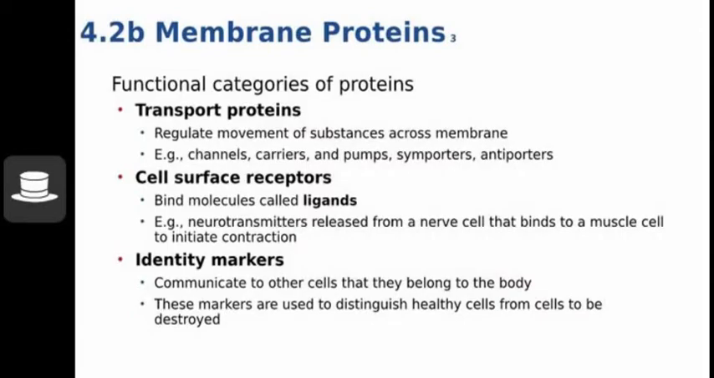Now, to get things that are hydrophilic or have a charge or that are polar through the cell membrane, we're going to need some kind of gateway or door to get them through because they can't just go through the plasma membrane. We're going to use transport proteins. These can be channels or carrier proteins. They could be pumps, which use ATP, symporters, which will transport more than one thing at a time in the same direction, and antiporters, which will transport two things in opposite directions.